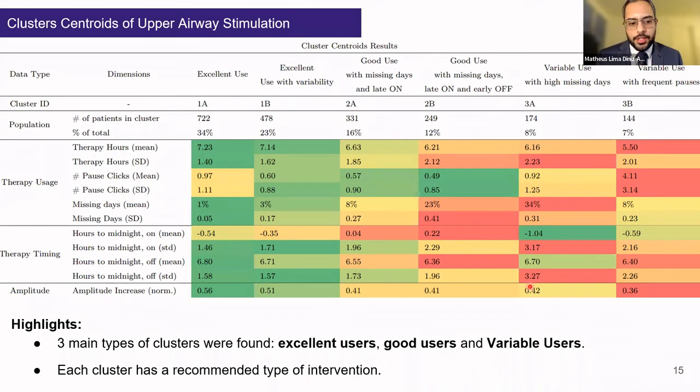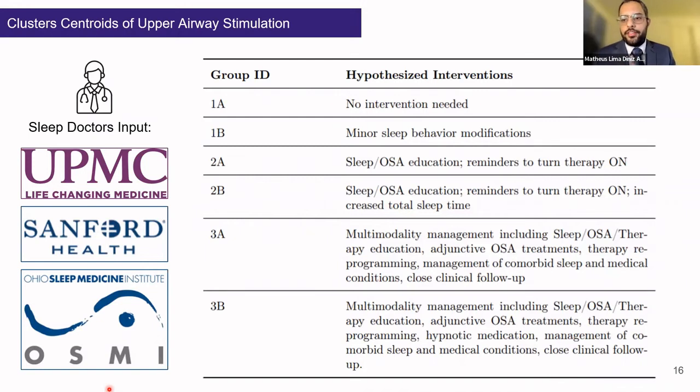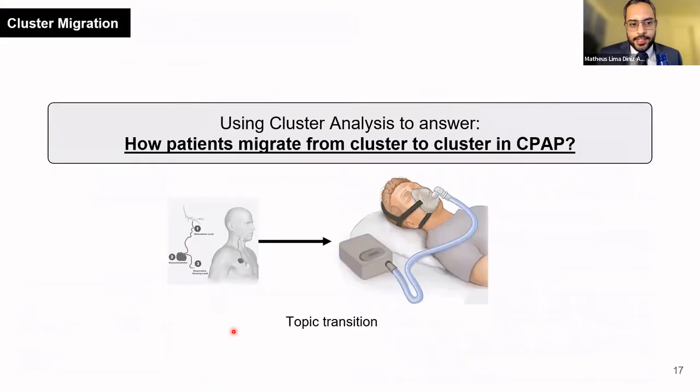What is nice about this approach is that we could collaborate with sleep doctors. And we found that each cluster could have a specific kind of intervention. And this is what I show in this slide here. So we collaborated with three institutions, and the sleep doctors in these institutions helped to hypothesize the interventions for each cluster. From cluster 1A, where no intervention is needed because we really have an excellent use, no need for change, until we have recommendations for intervention for cluster 3B, which is the one that we really want to pay closer attention to, right? To patients in this cluster. All right. So this was the first part of problem 1.